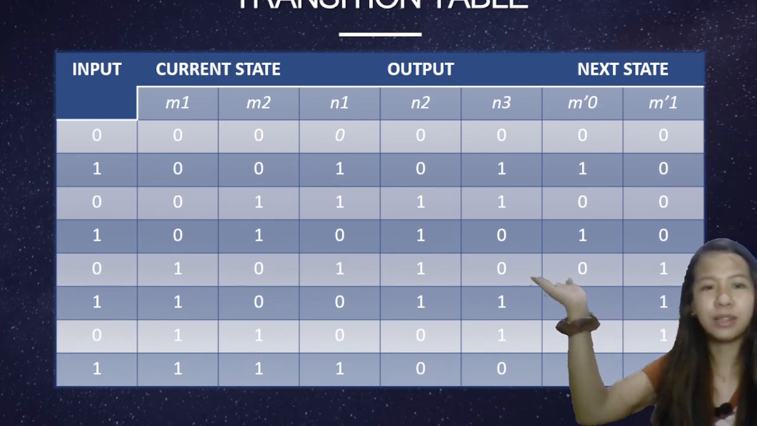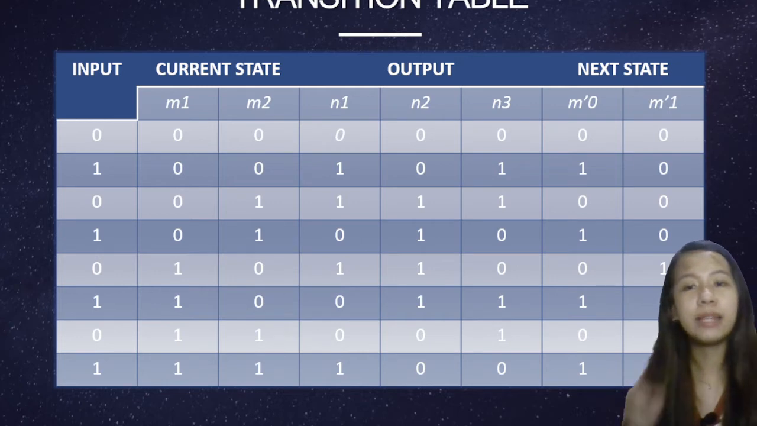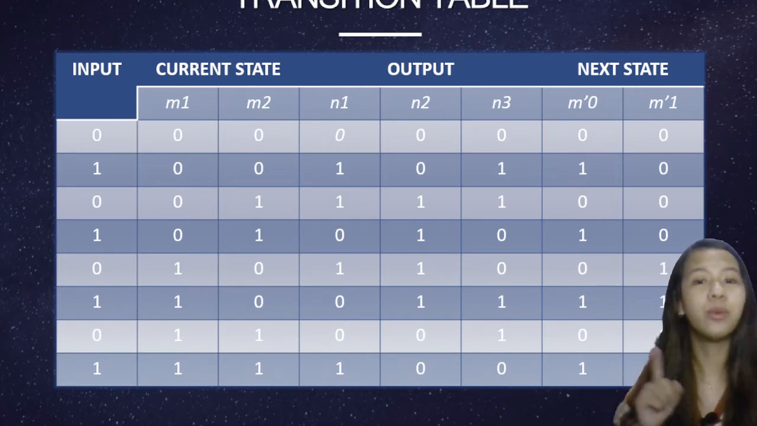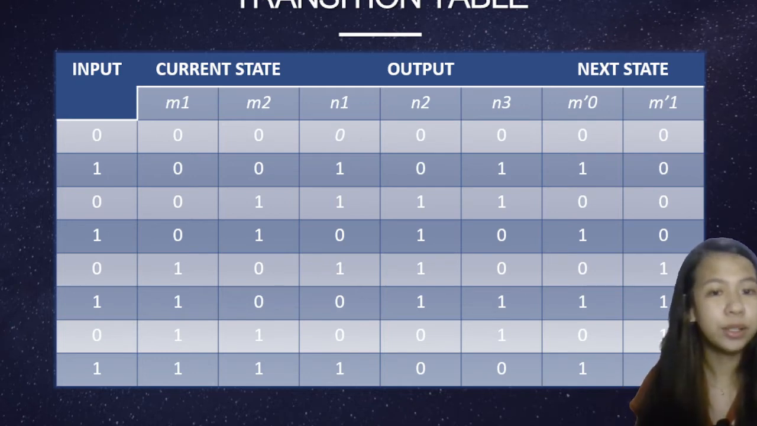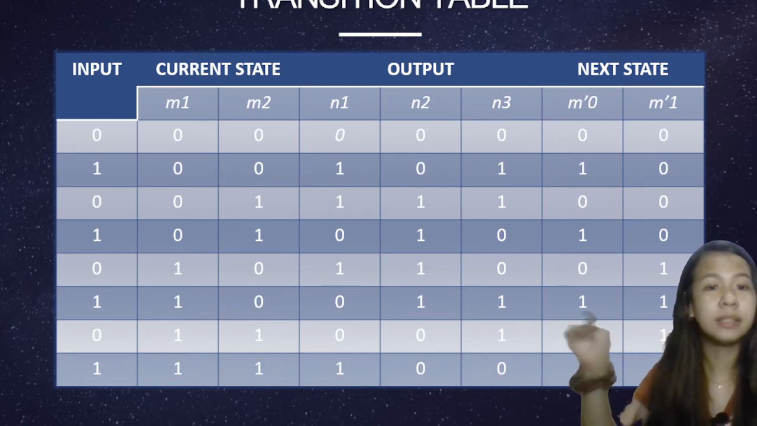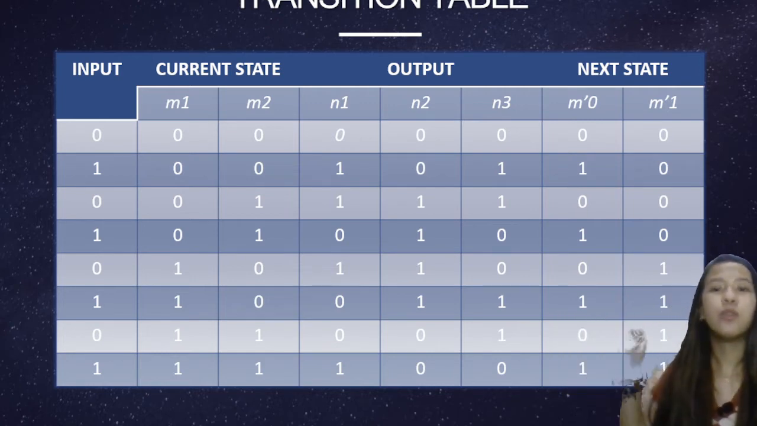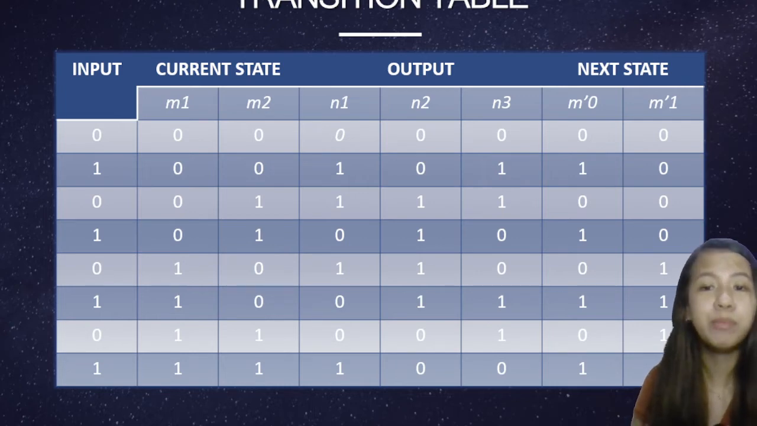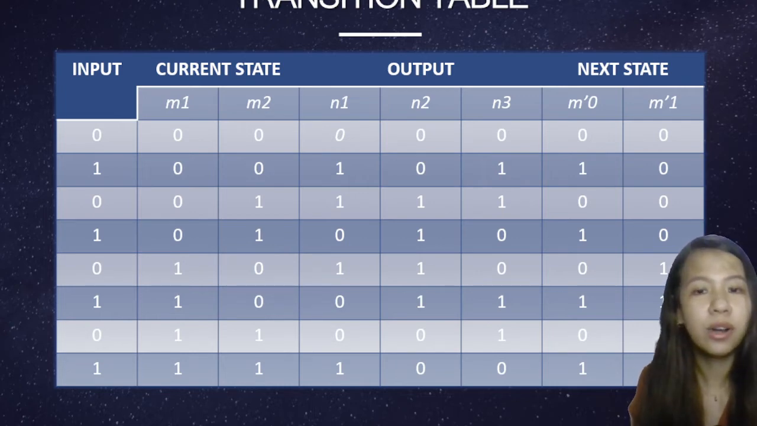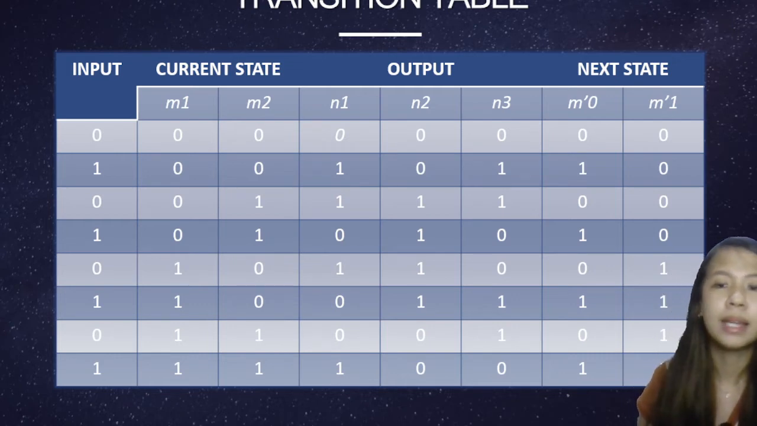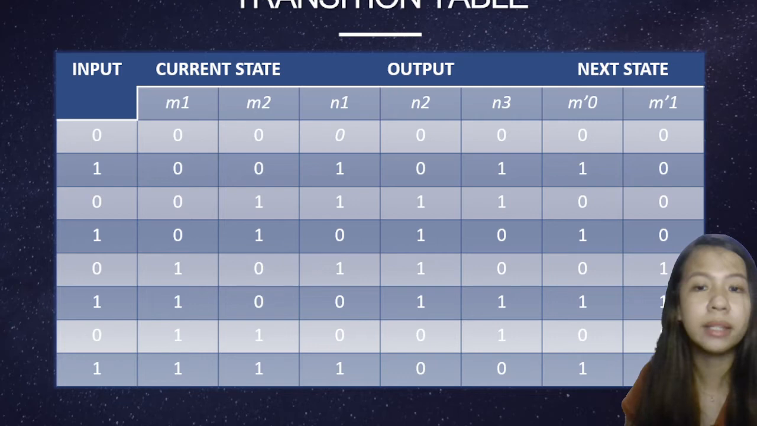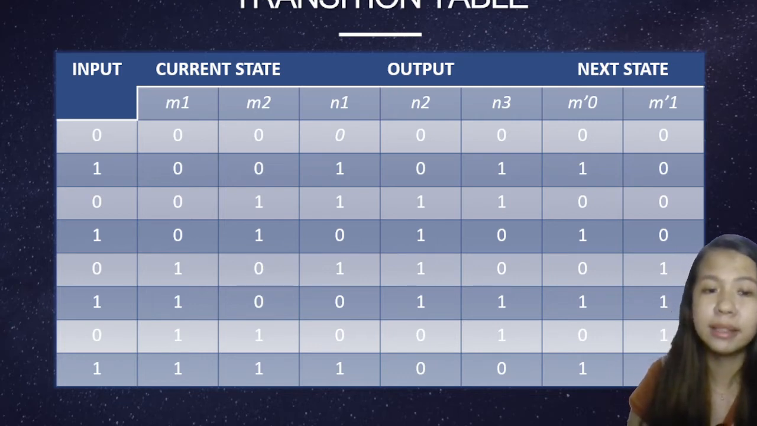Okay, there, as you can see. And next, if the input is 1 and the current state is 0,1, then the next state is 1,0, so therefore the output is 0,1,0. Next, if the input is 0 and the current state is 1,0, and the next state is 0,1, then the output is 1,1,0. Next, if the input is 1, the current state is 1,0, the next state is 1,0, then the output is 0,1,1.